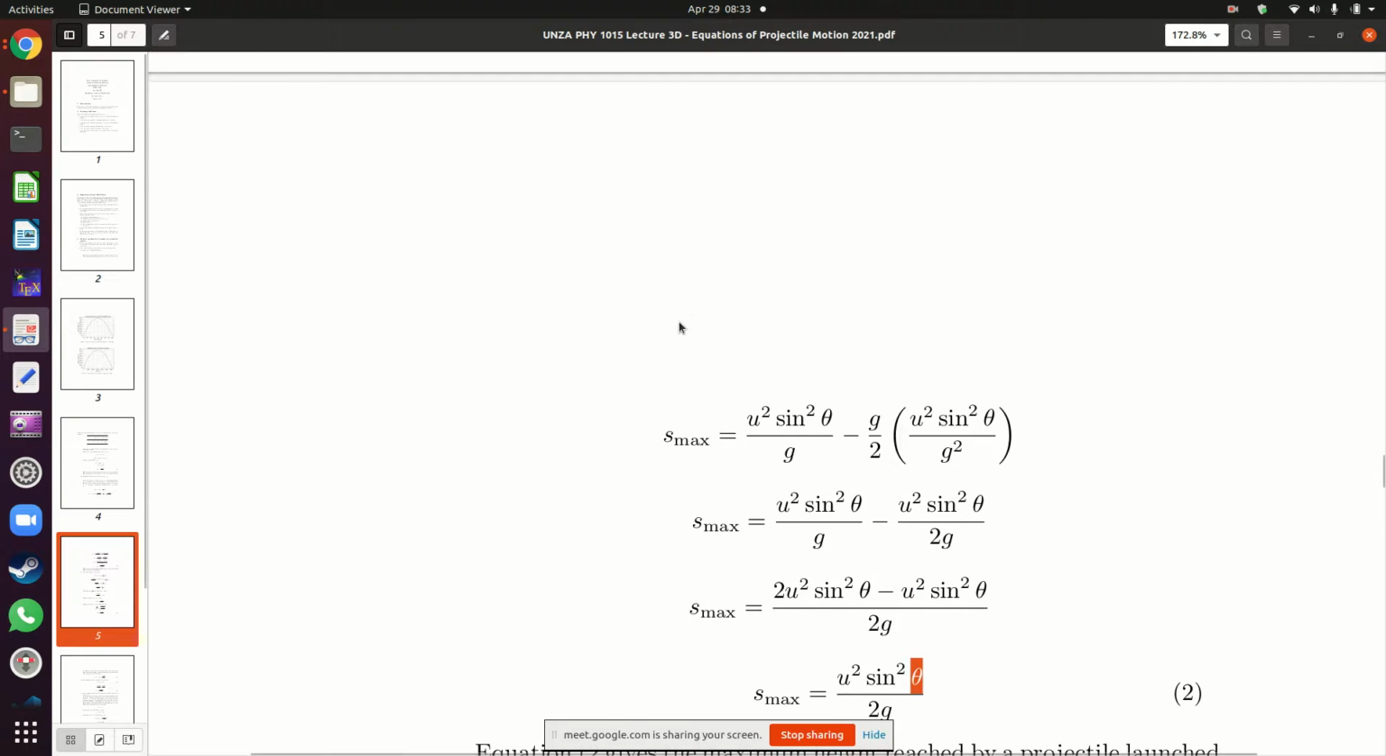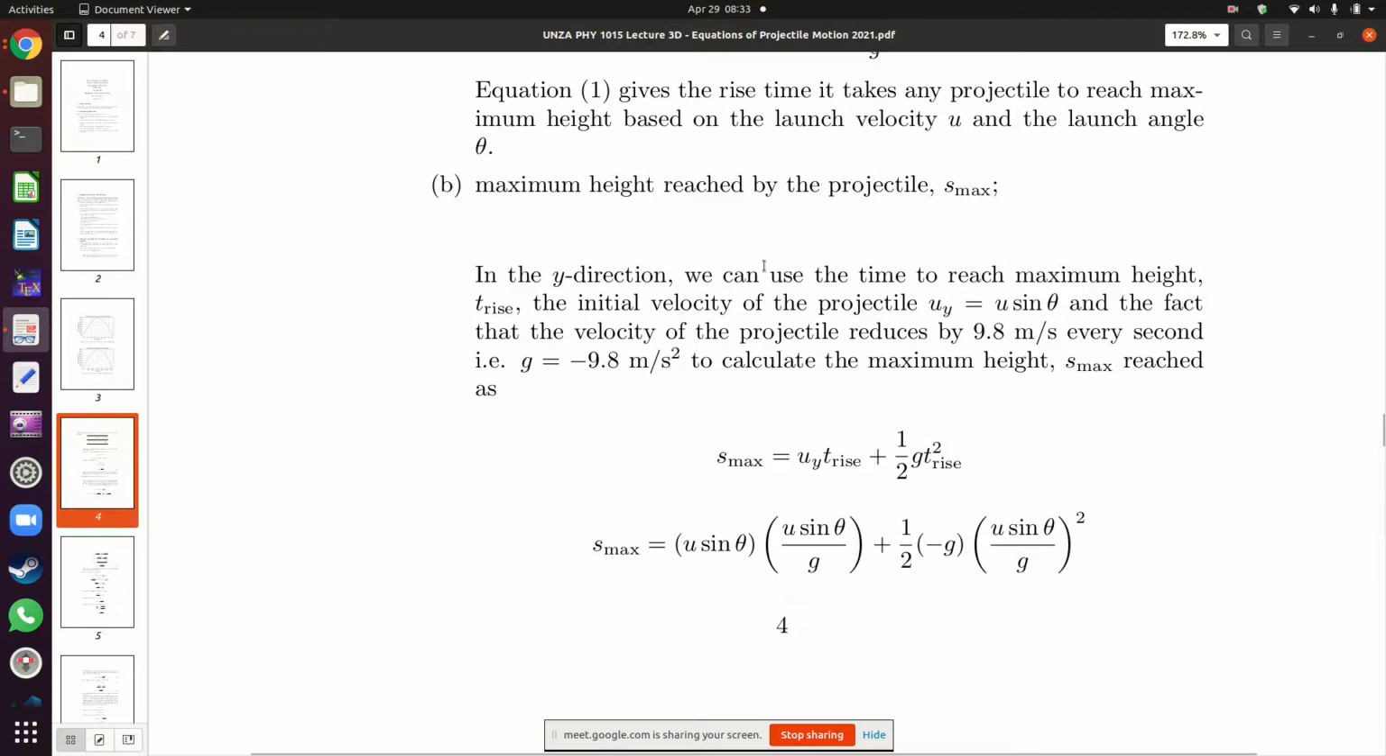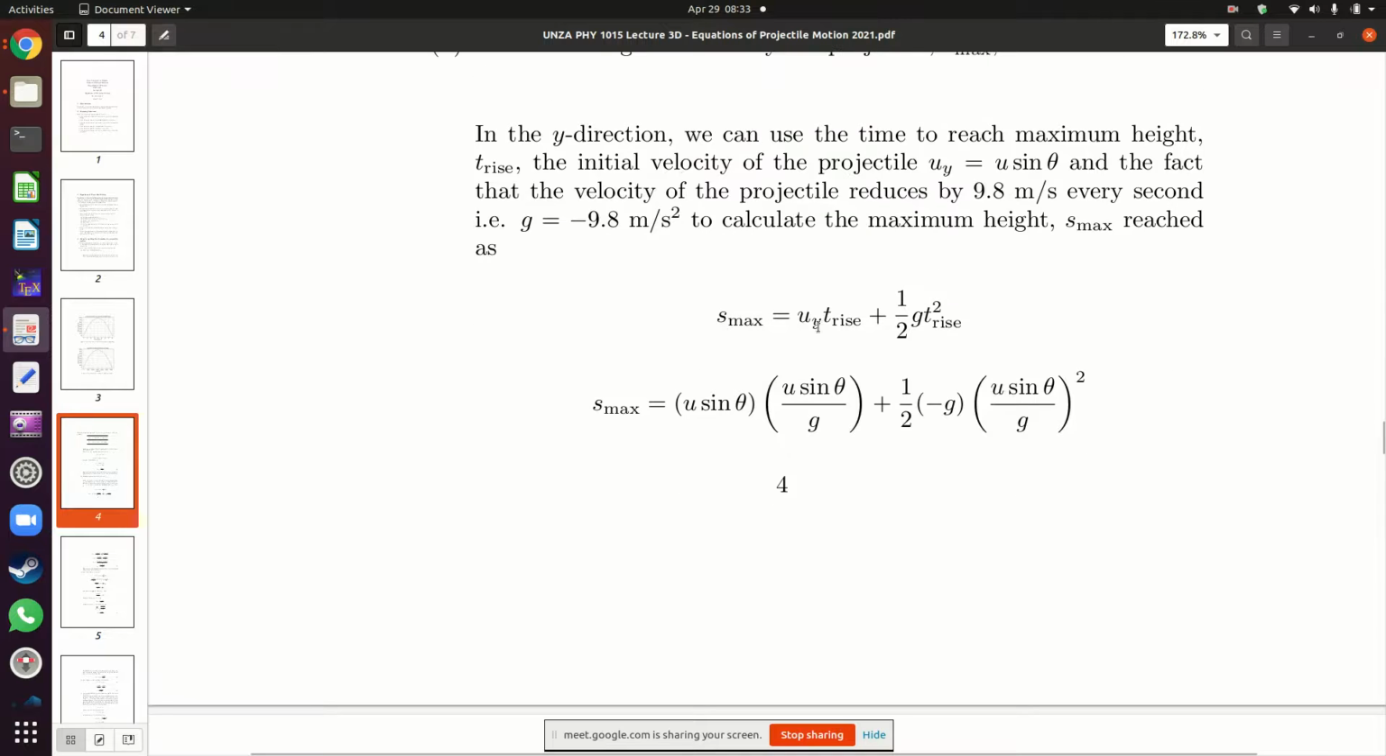Okay, so I think I was here. So we had S max is equal to uy t rise plus half g t squared. So substituting for uy here from the table, we have u sine theta, then the rise time t rise, that's what you found as u sine theta divided by g, then plus half. The g is acceleration due to gravity. We are going away from the surface of the earth, therefore we write it as minus g. Then inside here we got t rise, which is u sine theta divided by g, the whole thing squared.